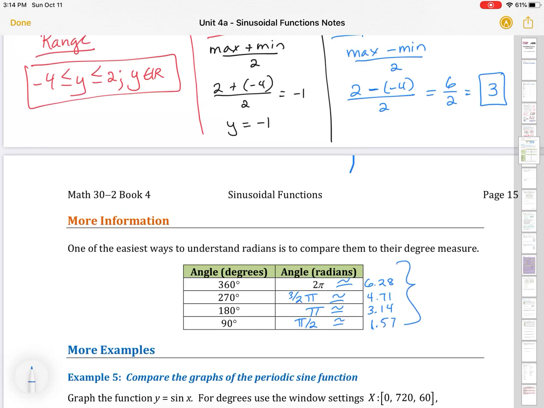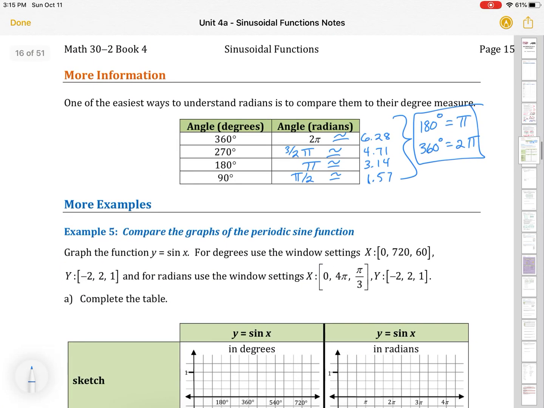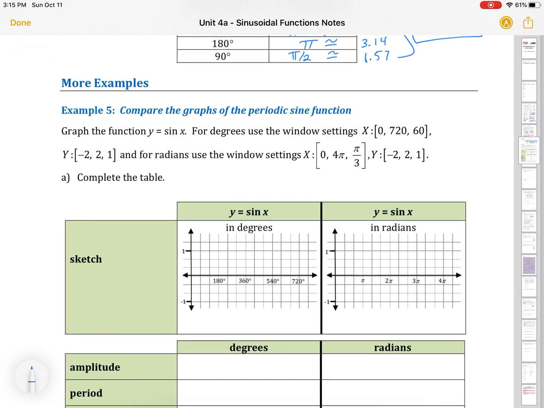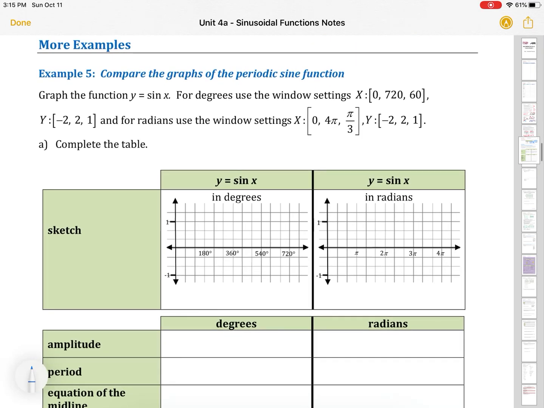1.57. So important to remember from this, 180 degrees is equal to pi, and 360 equals 2 pi. If you remember that, you should be able to remember your radians. Okay? So if you just compare 180 degrees to pi, then you're good. Because that's 360.